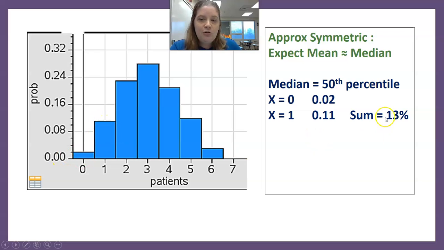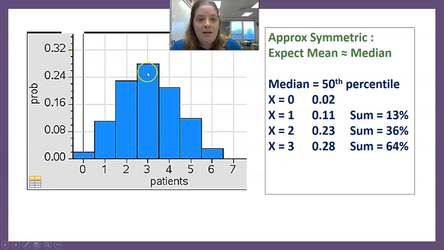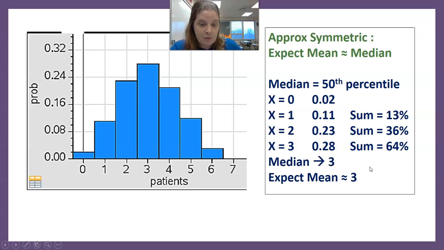Put those together, the cumulative probability is about 13%. Still not at that 50th percentile yet. We could tack in that bar for 2. That one looks like about 23%. Put those all together, we're still only at 36%. Haven't hit that 50th percentile yet. So I'm going to go to the bar for 3, and that gets me to 64%. So the 50th percentile has got to be in this bar for the 3. Okay, so that means my median is 3, and I would expect my mean to be approximately 3 as well.